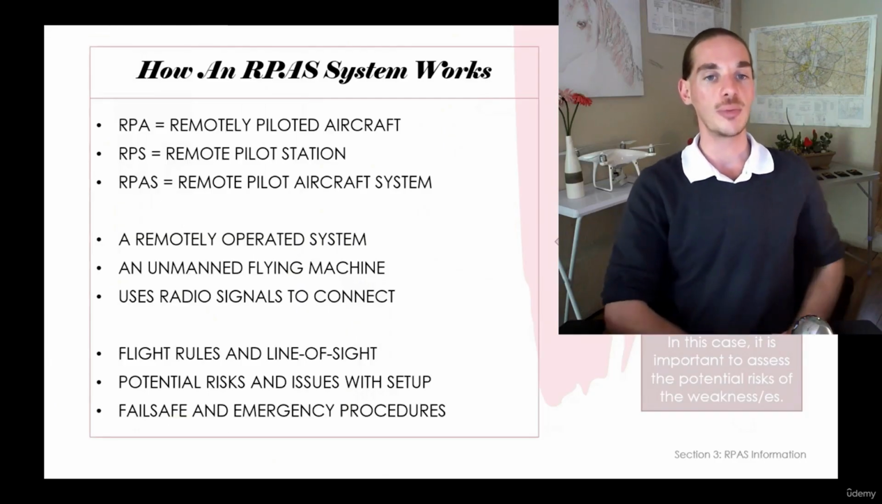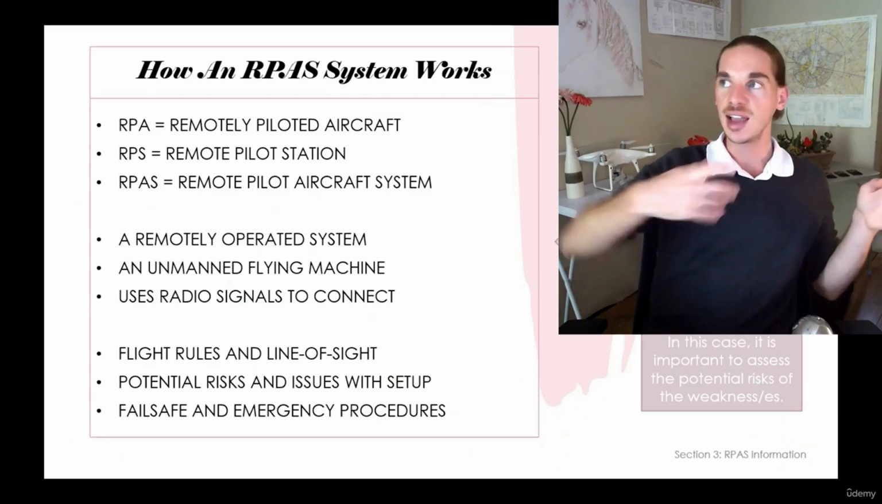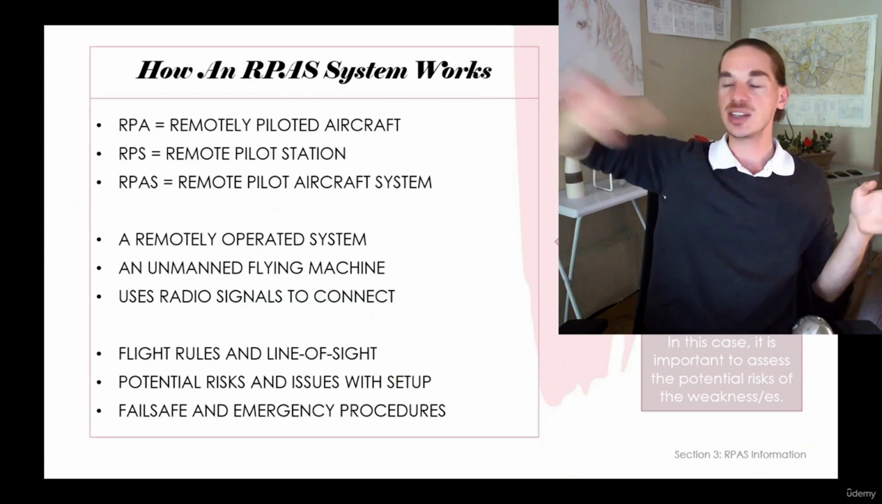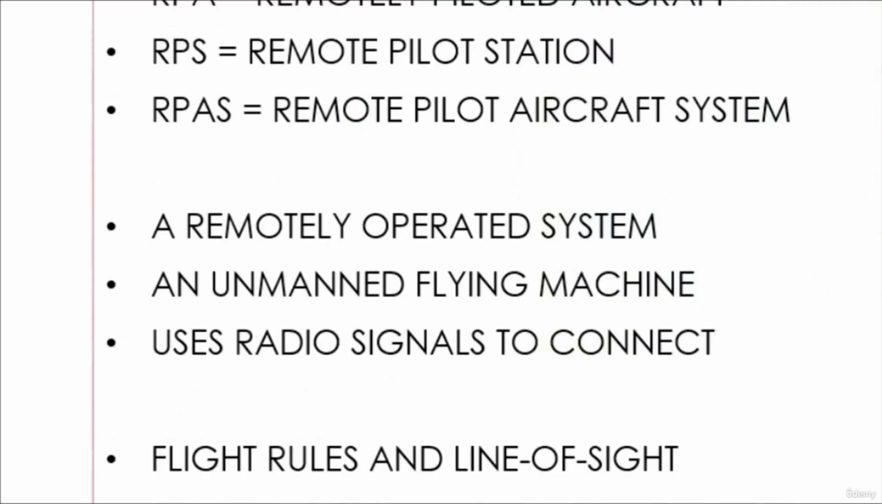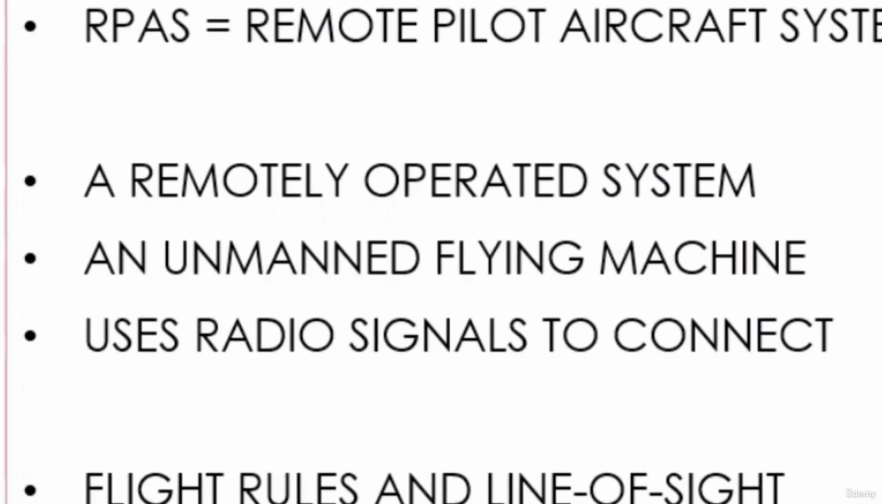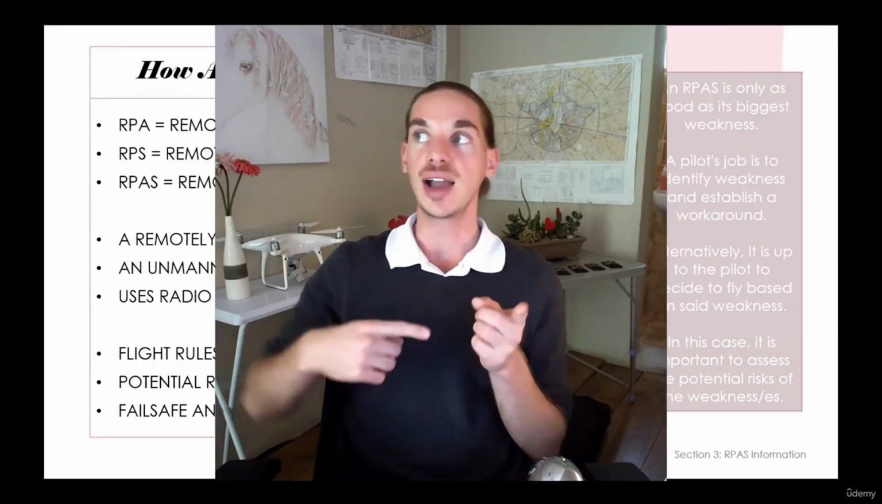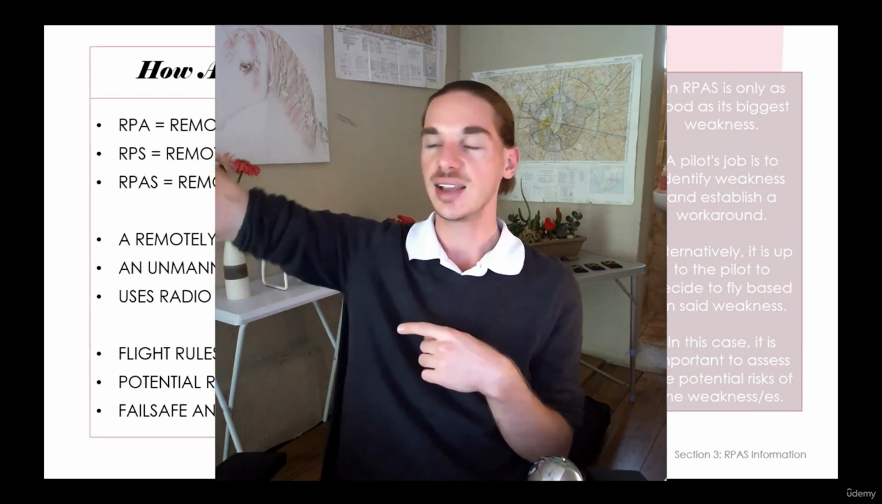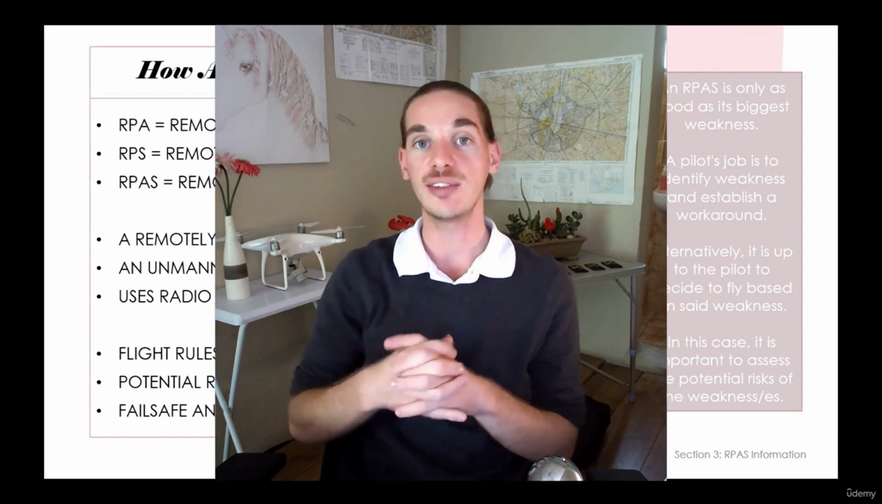It is a remotely operated system, which means it works without cables. You do something over here and something happens over there without it looking like there's actually any real connection between the two. It is an unmanned flying machine and it uses radio signals to connect to each other. So that's how the whole system works together. It might look like it's not really connected, but it is connected, via radio signals, radio wave frequencies.